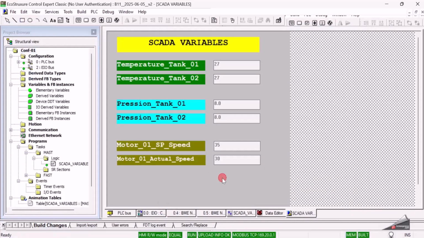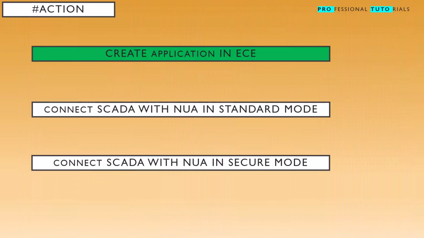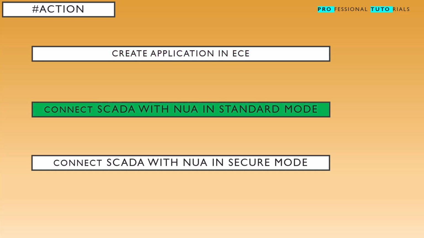We finished with the first step. The CPU program is ready, and let's move on to the next step. Connect SCADA with CPU through NUA module in standard mode.